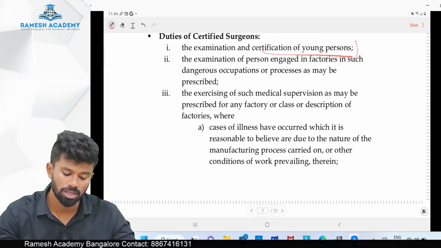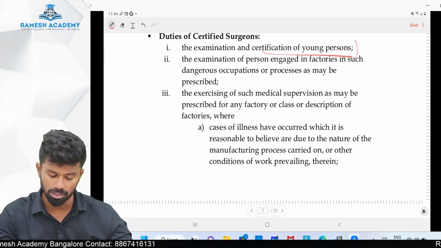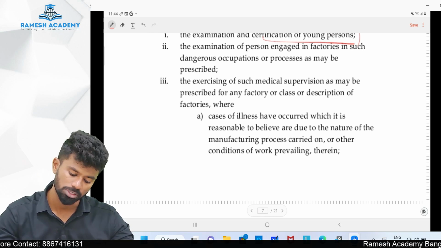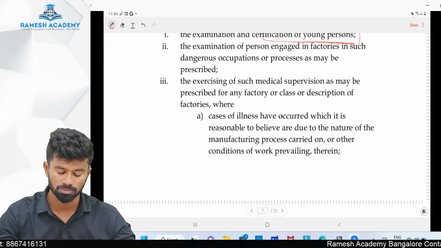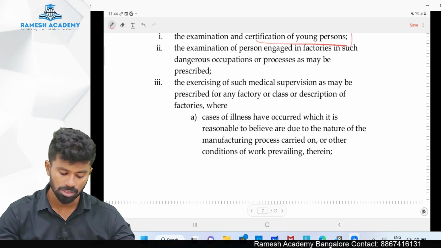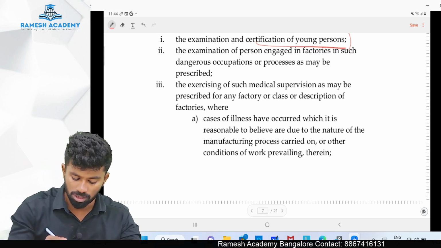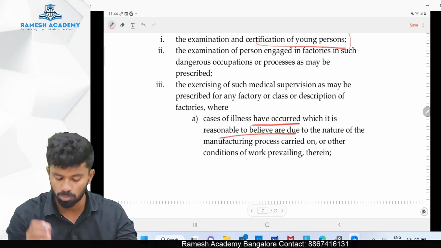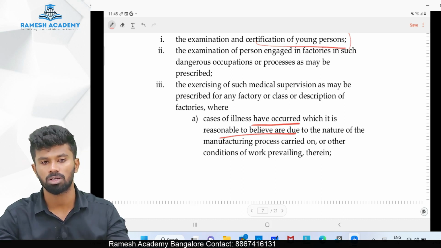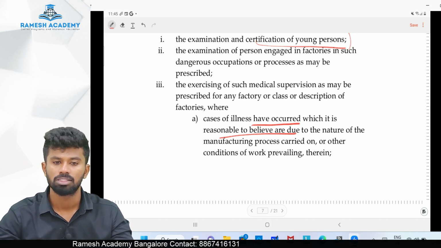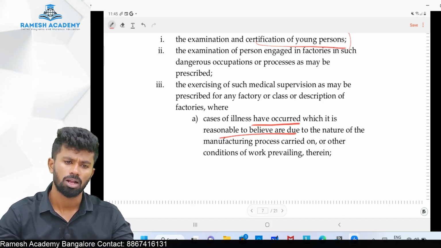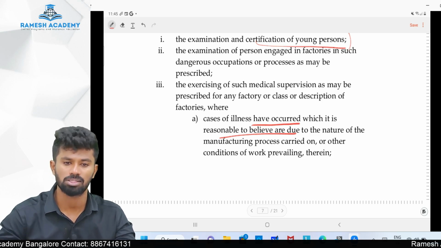And they also carry out the examination of persons engaged in the factories in such dangerous occupations or processes as may be prescribed. They exercise such medical supervision as may be prescribed for any factory or class or description of factory where cases of illness have occurred which it is reasonable to believe are due to the nature of the manufacturing process. So they can carry out supervisory work on any factory where there is a hazard, or an occurrence of any illness to the employees over there.